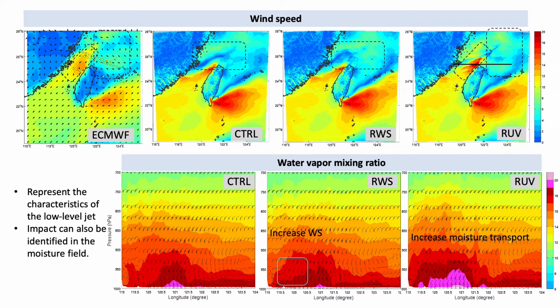By looking at the zonal cross-section over the northern tip of Taiwan, we can see that with the assimilation of wind speed data, we are able to increase the wind speed over the low-level atmosphere. With RUV, the wind speed is increased significantly, and the moisture, indicated by the color shading here, is also increased significantly. That means with the increase of the wind speed and the moisture amount, we are able to enhance the moisture transport. With the assimilation of the wind speed data, we can better represent the characteristics of the low-level jet, and the impact can also be identified in the moisture field.